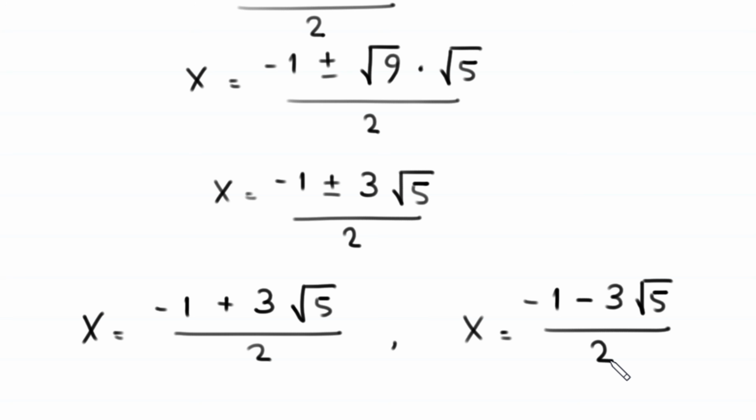As we discussed earlier that x is greater than 0. Since this value of x, negative 1 minus 3 times root 5 over 2, is less than 0, so this will be rejected. And this negative 1 plus 3 times root 5 over 2 is greater than 0. So this is the only valid solution for this equation.